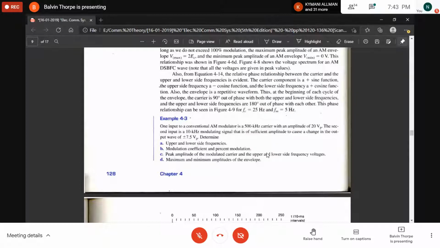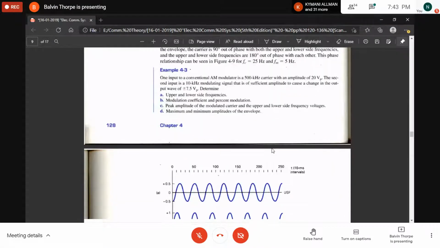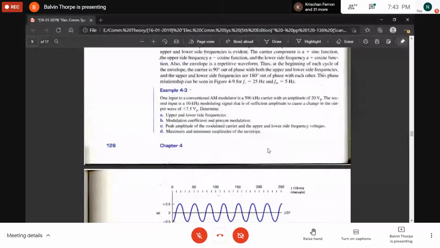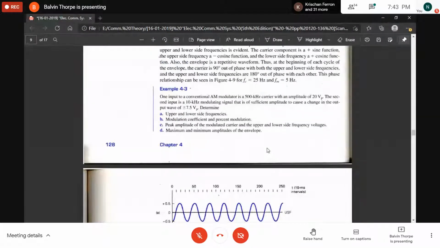All right, so we're gonna have to leave the ladies. Anyone, gentlemen, want to take it on? How do we find the peak amplitude after modulated? No, this is after the signal has been modulated. How do we find the peak amplitude of the modulated carrier and the upper and lower side frequency voltages?